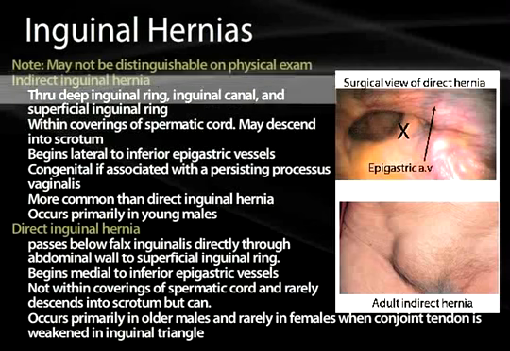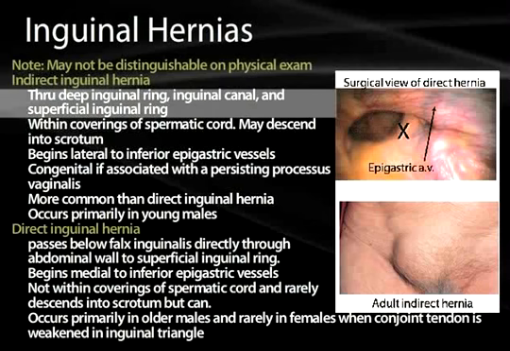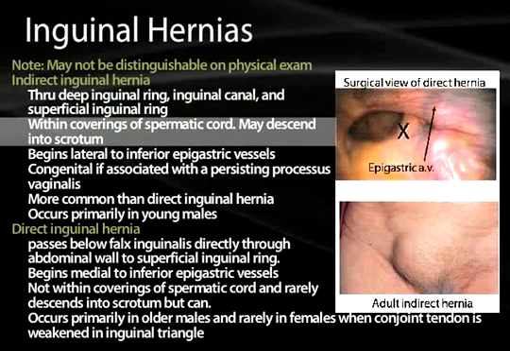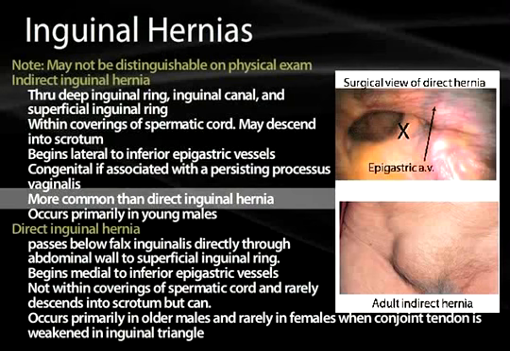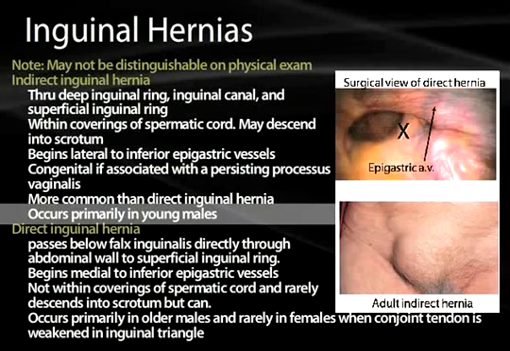Indirect inguinal hernias go through the deep inguinal ring, the inguinal canal, and then out through the superficial inguinal ring, and they are within the coverings of the spermatic cord. The congenital form of these indirect inguinal hernias is a persistent processus vaginalis tract, which allows a serous fluid to keep the tract slippery, making it easier for the bowel to progress along that tract. They're more common than direct inguinal hernias, and even more so in newborn males.